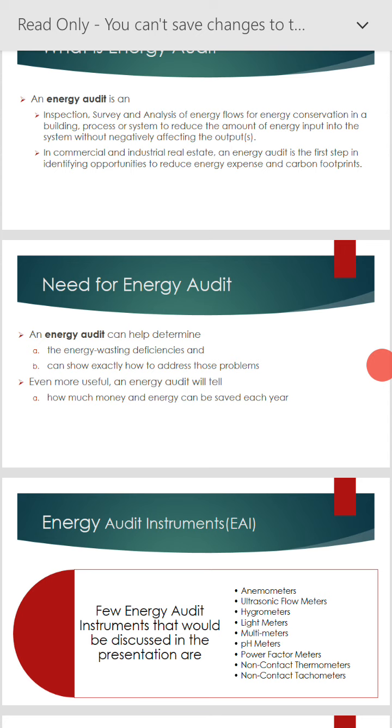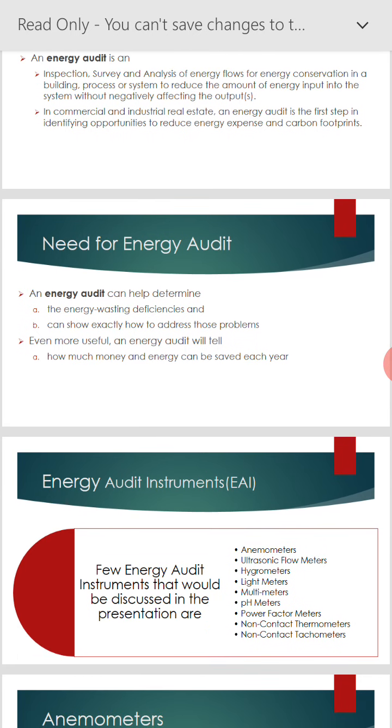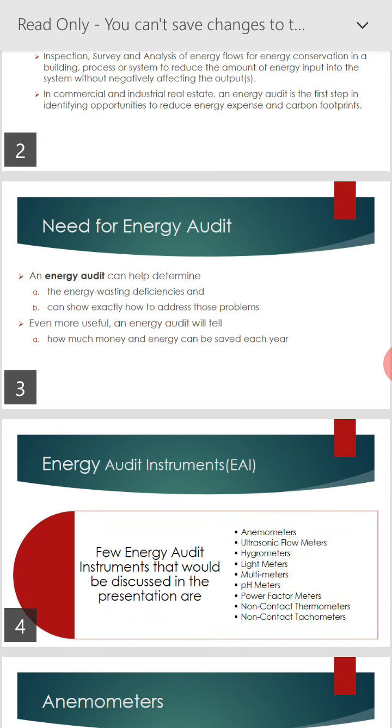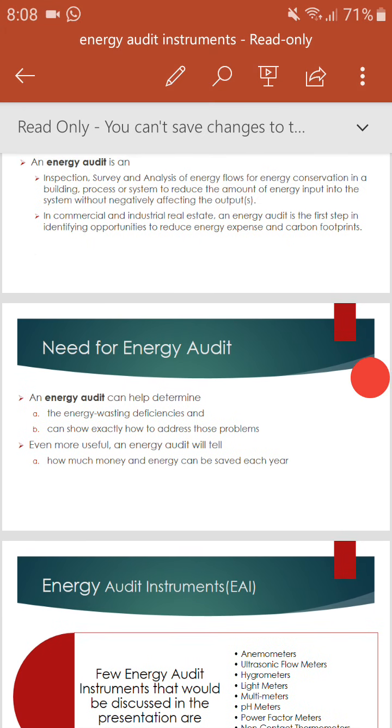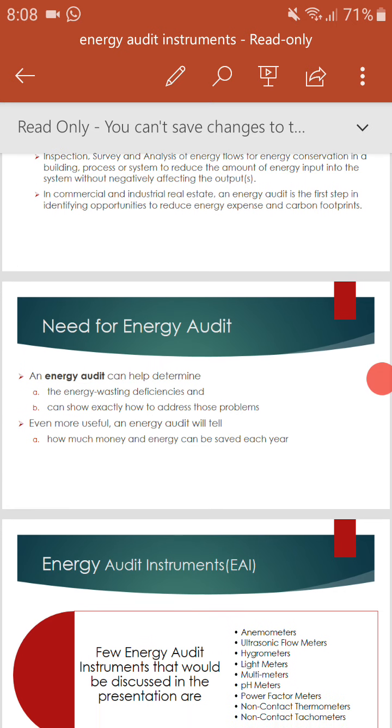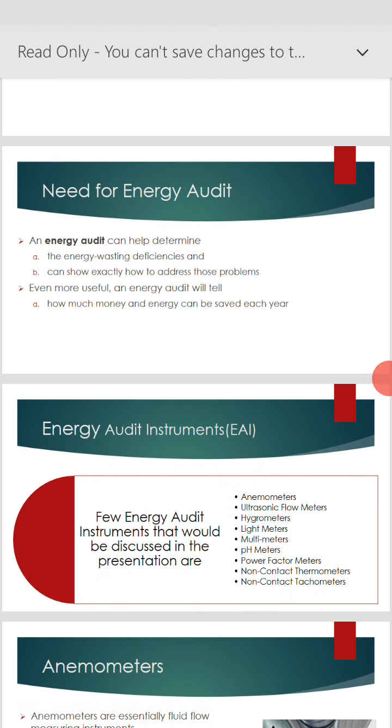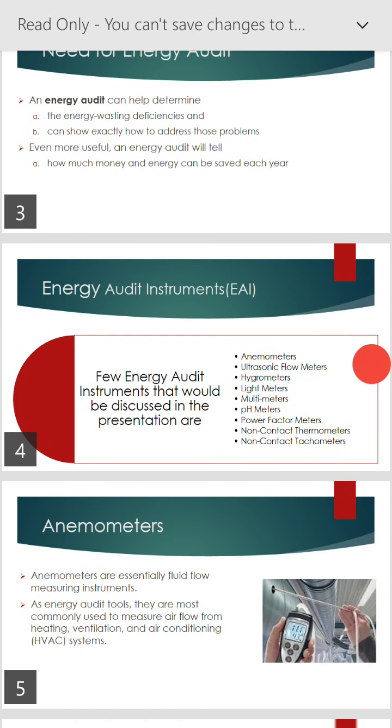An energy audit can determine the energy wasting deficiencies and can show exactly how to address those problems. Most usefully, an energy audit will tell how much money and energy can be saved each year. That means if you apply some techniques, like using a CFL in place of a tube light, or any other means, you can reduce the monthly bill. So when you perform the energy audit, you can reduce the monthly electricity bill also.